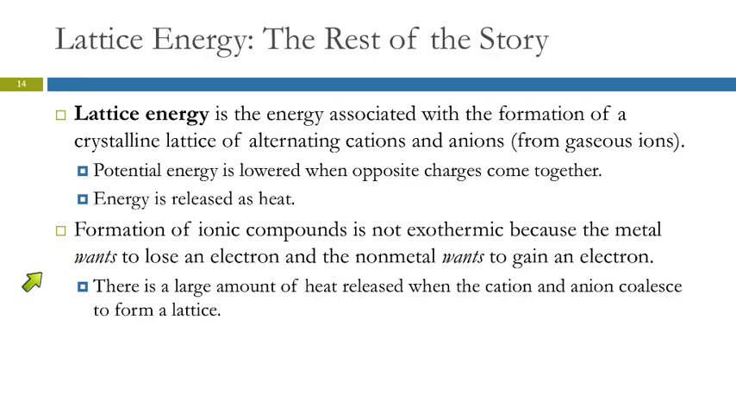So this is an important idea. The formation of ionic compounds is not exothermic because the metal wants to lose an electron and the nonmetal wants to gain an electron. I talk about it that way. I will continue to talk about it that way because it helps us to remember and think about what's going on. But that's not what drives the reaction. There's a large amount of heat released when the cation and the anion come together to form a solid. The opposites being attracted releases energy, and that's what drives the formation of ionic compounds. Any questions?